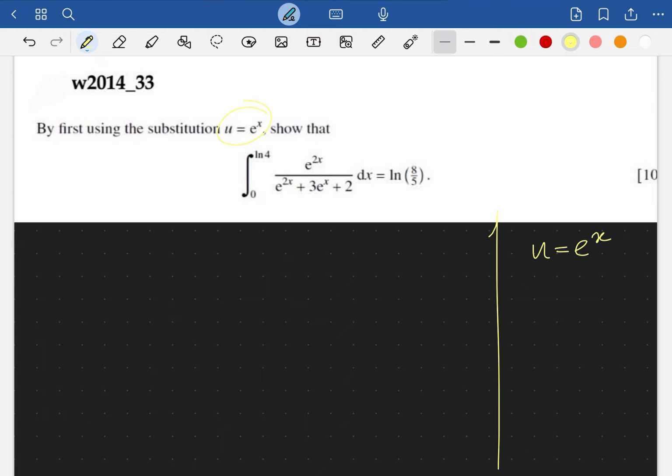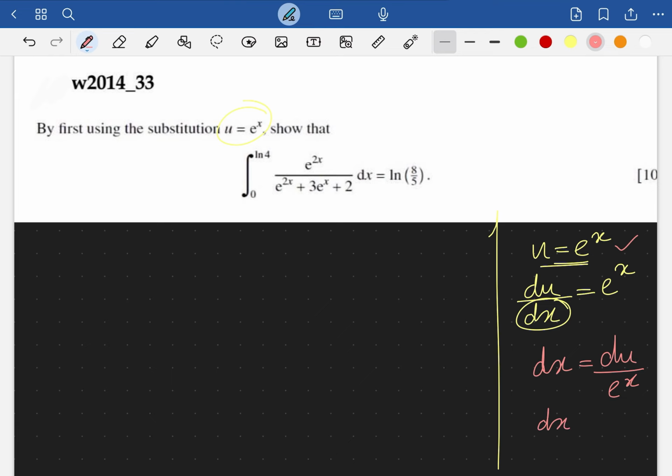Now, the first step always in integration by substitution is that you have to differentiate your substitution. So I'll differentiate this. du over dx is equal to the differentiation of e to the power of x, which is nothing but e to the power of x. Next, you make dx the subject. So dx is equal to du over e to the power of x. And as mentioned here, we have taken u equals e to the power of x, so I'll just write this as dx is equal to du over u.